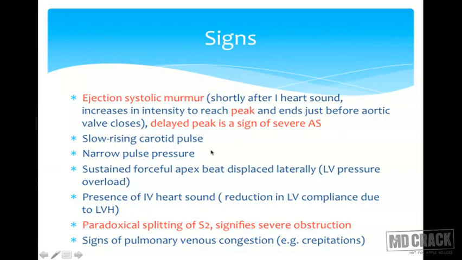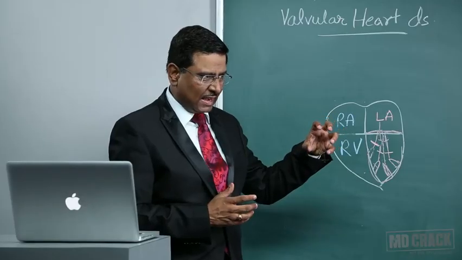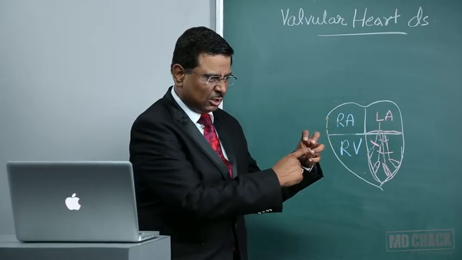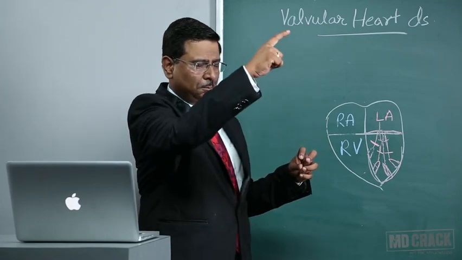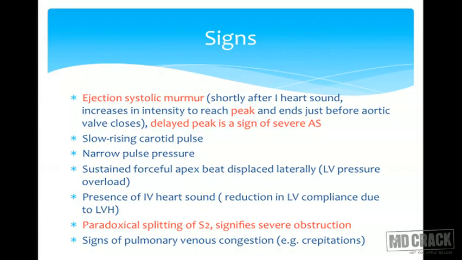So delayed peak is a sign of severe AS. There will be a slow rising carotid pulse. You can understand why it is slow rising: the left ventricle contracts slowly to overcome the stenosis. So slow rising carotid pulse, narrow pulse pressure, and a sustained forceful apex beat displaced laterally, which is because of the left ventricular pressure overload.